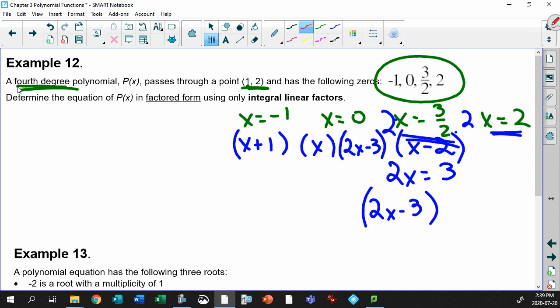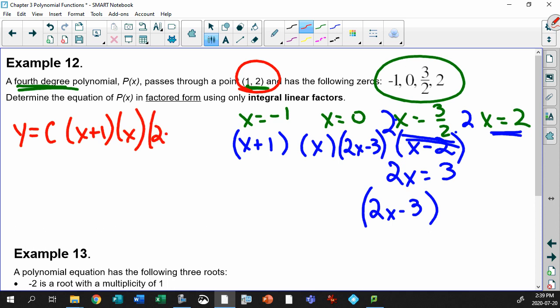But the thing is, it's passing through a point 1, 2. Uh-oh, that must mean that you might have a c value up front. That value which tells you how much you've stretched this polynomial by. Interesting. So we're going to go out and do that right now. So y equals a c value goes up front. There's our x plus 1. There's our x, our 2x minus 3, and finally our x minus 2.